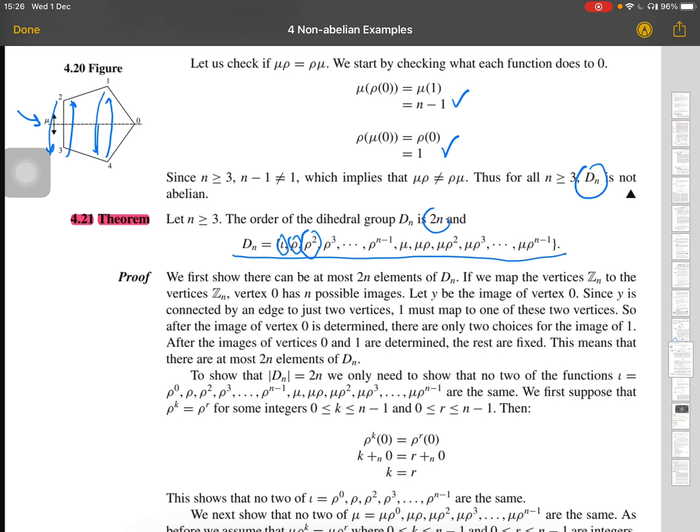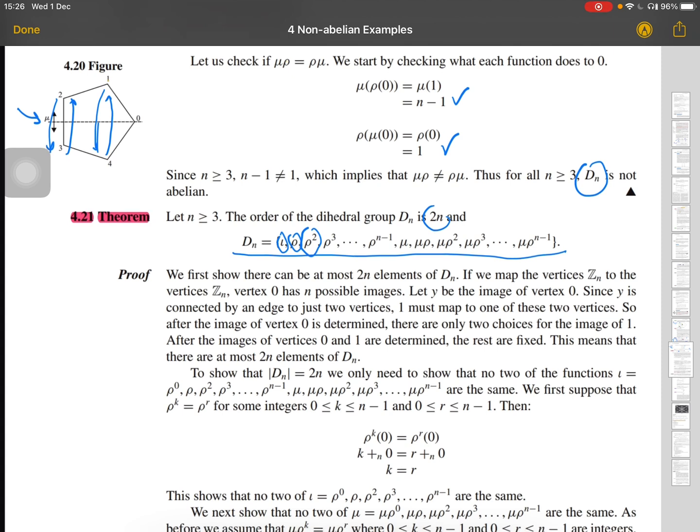So you stop at n minus 1, and then that will give you the first n elements of Dn. For example, if I work with the pentagon, D5, then all the rhos together with the iota will give you the first 5 of the permutations. And then what are the other 5? Because we know that in the pentagon we have 10 permutations. So the other 5 is simply by multiplying mu in front of each of what you get in the first 5.